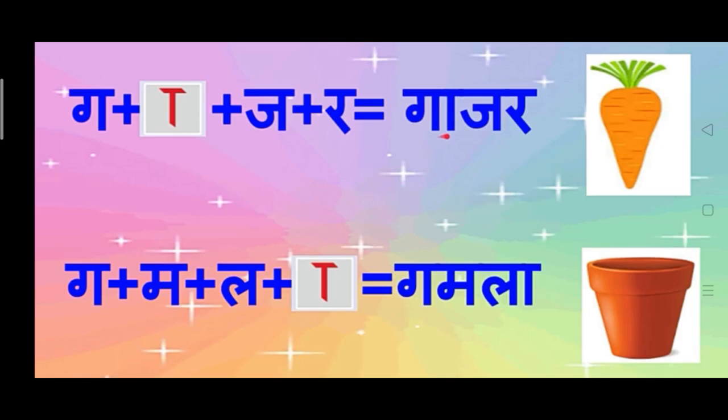Second one. Ga plus ma plus la plus A ki matra. What is that? Gamala. Ga plus ma plus la plus A ki matra. Gamala. Okay. Now clear everyone in A ki matra, how we are using it in words? Everyone clear? Okay.